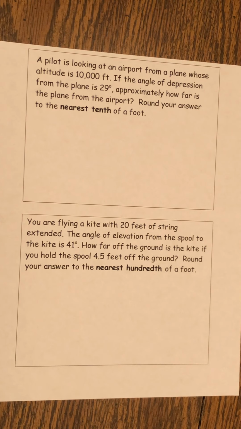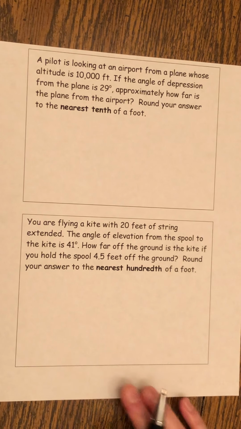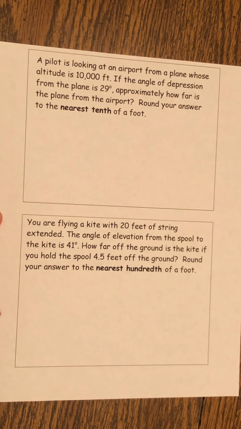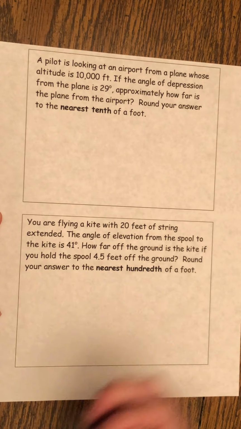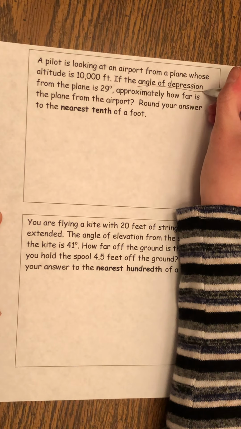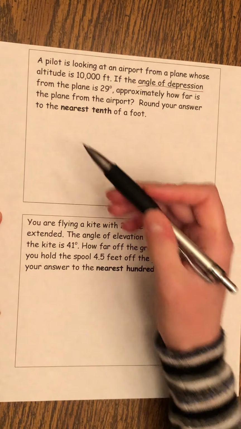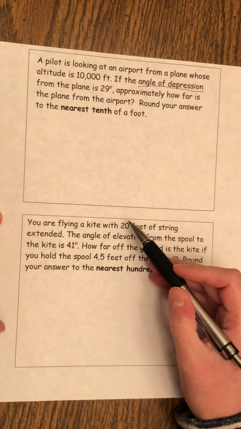So in the next couple problems we're going to take a look at, we do not have a diagram drawn for us. So I'm going to read the word problem over and then draw a picture. It says a pilot is looking at an airport from a plane whose altitude is 10,000 feet. If the angle of depression from the plane is 29 degrees, approximately how far is the plane from the airport? Round your answer to the nearest tenth of a foot. So I have an angle of depression. So I have something or someone up high looking down at something else.